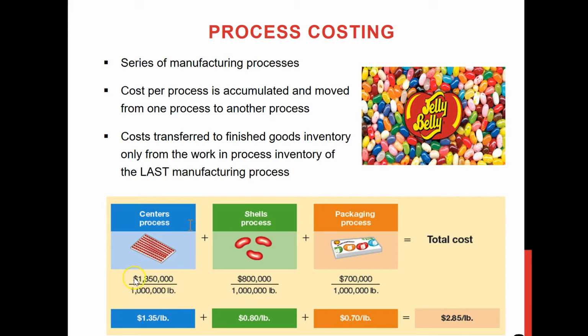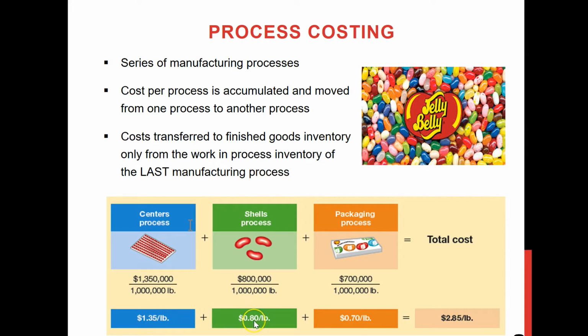So for every department, they will calculate what the total cost is and how many jelly beans they actually produced. For example, you will see for the center processing department, their cost is $1,350,000, and they actually produce 1 million pounds of Jelly Belly beans. So they divided the total cost by the total amount of production. This is how they got their cost per pound in the center processing department, which is $1.35.